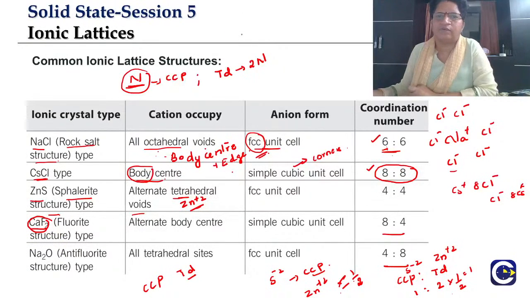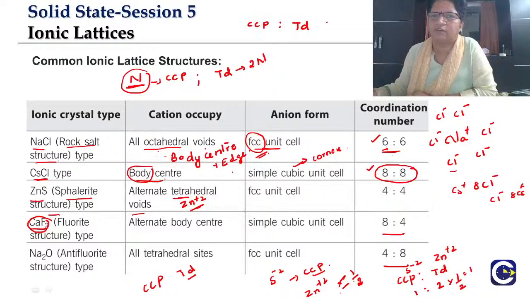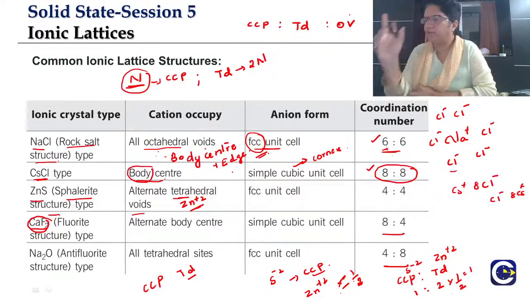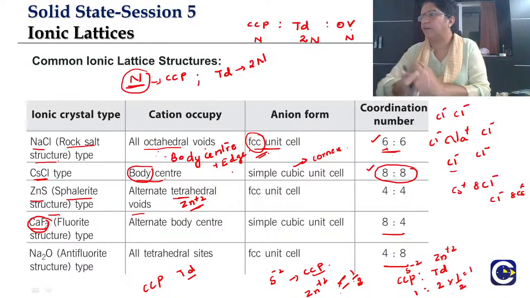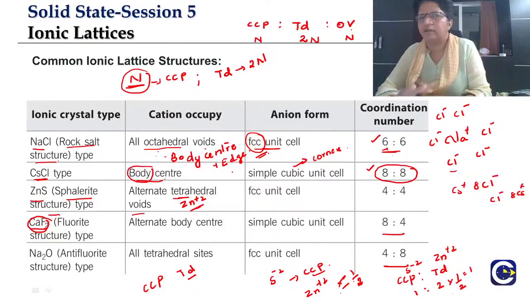See, we have a ratio of CCP, closed packed structure, to tetrahedral voids, to octahedral voids. If you take any crystal lattice, there will be n number of close packed structures formed. The number of tetrahedral voids will be 2n, and octahedral voids will be equal to n. It's not necessary that all the voids will be occupied. It depends on the size of the ions to occupy either a tetrahedral or an octahedral void.